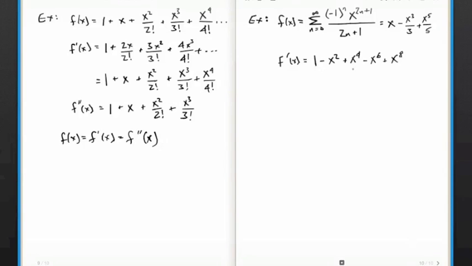Alright, so we can see what's going on here. Now this is an alternating geometric series. So let's write that down here. This is alternating geometric.